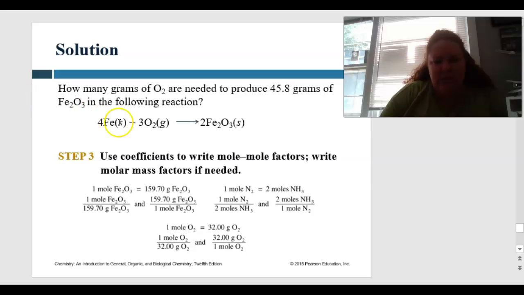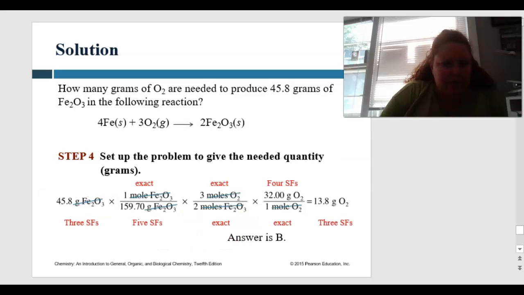Okay, so now let's use those coefficients to write the mole-to-mole factors and write the molar mass factors again if needed. So 1 mole of Fe2O3, right, is 159.70 grams. Okay, and then 1 mole of N2, and this is going to be the 2 moles of NH3. 1 mole of O2 is 32 grams of oxygen. So let's set it up so that things cancel out. Okay, so we can see that the answer would be B.